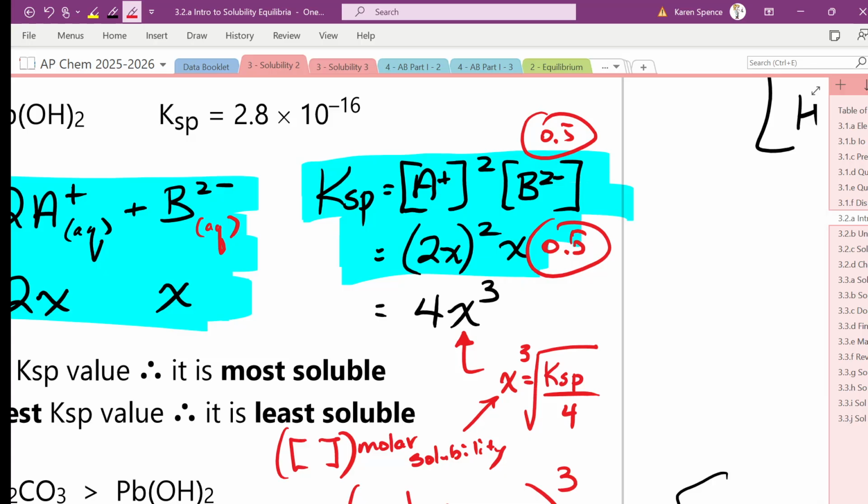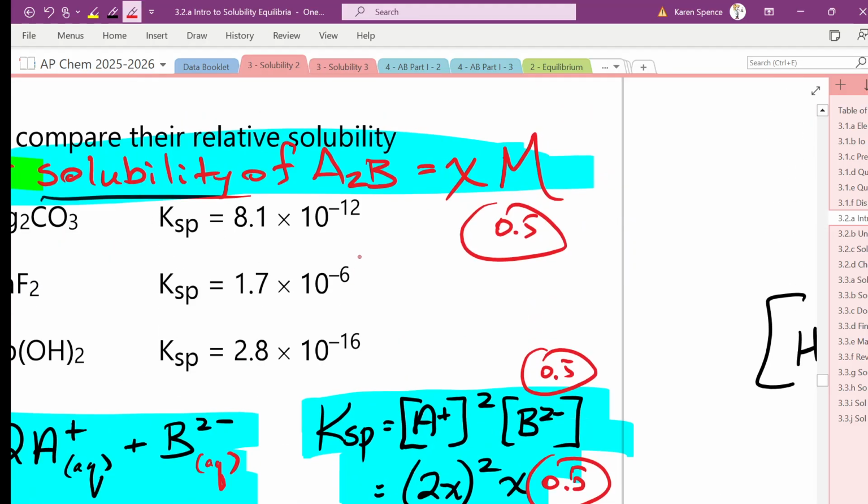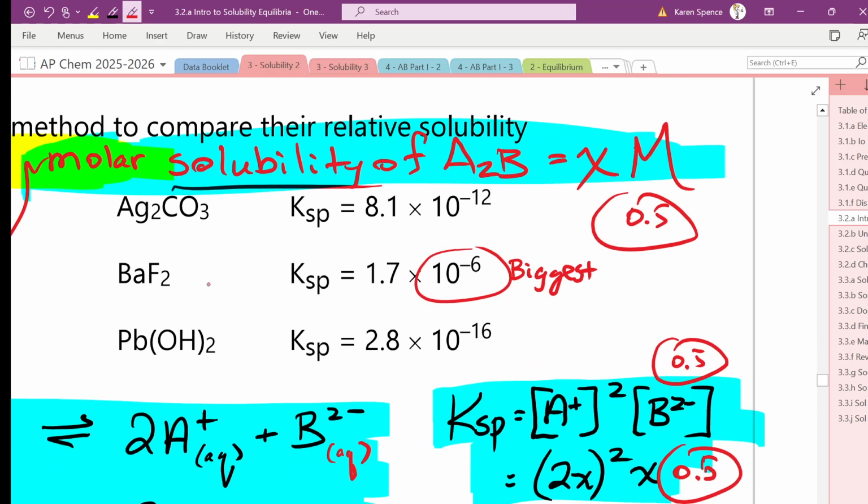So as long as you've got salts that are all the same ratio and you're finding X all the same way, then you can compare their KSPs and say, yes, 10 to the 6 is the biggest. Therefore, BaF2 is the most soluble. Yeah, this is just to verify that you can directly compare their KSPs and get at their solubilities.